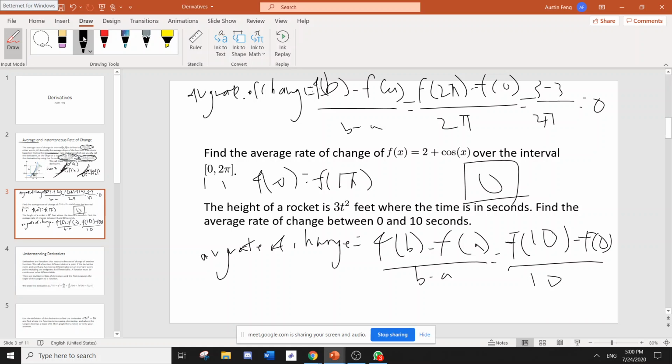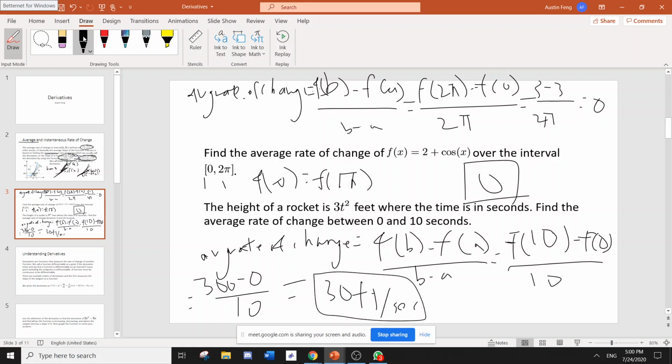3 times 10 squared is equal to 300, and then f of 0, so time is equal to 0, minus 0 all over 10, so we get 300 over 10, and the average rate of change is 30 feet per second. Try to remember to put in your units. I don't think they deduct points, maybe they do, but it's still better to put it in just in case.